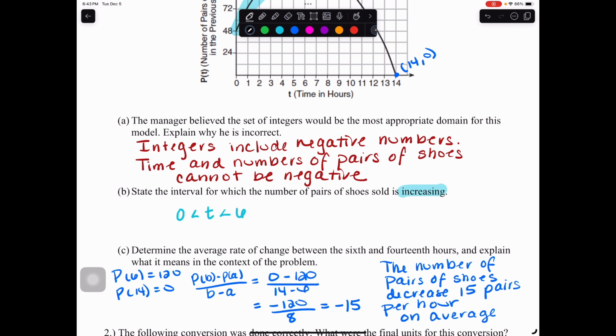So the number of pairs of shoes decreased 15 pairs per hour on average. And it's said to explain what it means in context of the problem. So notice I'm not just saying it's negative because it's going down. I'm being very specific about the pieces of the problem, referencing the pairs of shoes and referencing why that is negative in context.